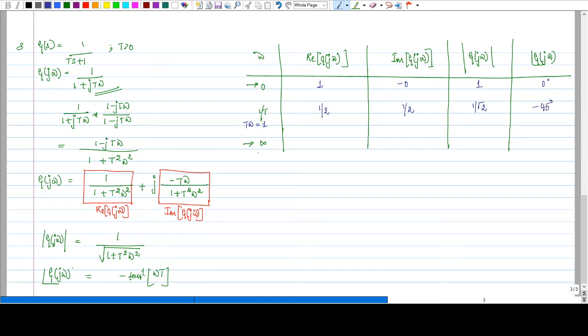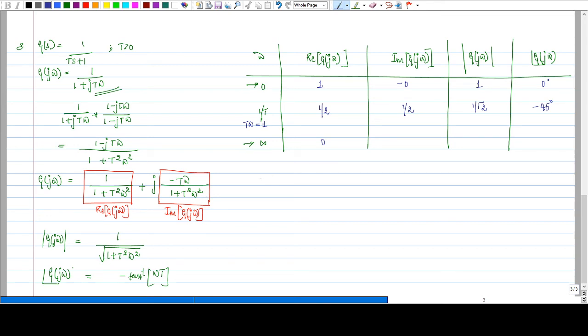Next, omega is tending to infinity. Now, when omega tends to infinity, coming to the real part, 1 will be very small compared to t square omega square, which is infinity. So this is 1 by infinity, nothing but 0. Similarly, for the imaginary part, you would neglect the 1 term. Minus t omega divided by t square omega square will be equal to minus 1 by t omega.